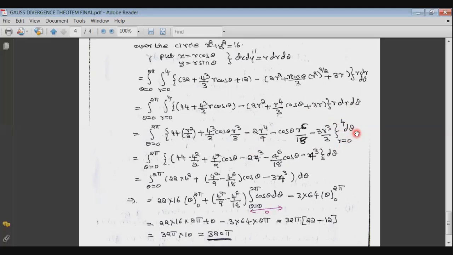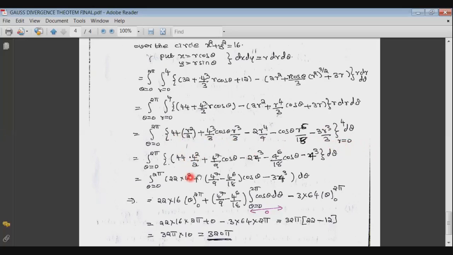The resulting expression has to be integrated with respect to theta. Now taking the upper limit, that is 4 square by 2 plus 4 raised to 3, and once you take r equal to 4, that becomes 4 raised to 3. Totally that becomes 4 raised to 7 by 9 into cos theta, and this becomes 4 raised to 3 minus 4 raised to 6 by 18 into cos theta, and the 3 gets cancelled. With the lower limit, all the terms reduce to 0 because each term consists of r, and you have to take r equal to 0.